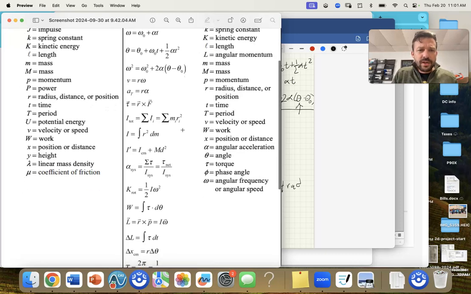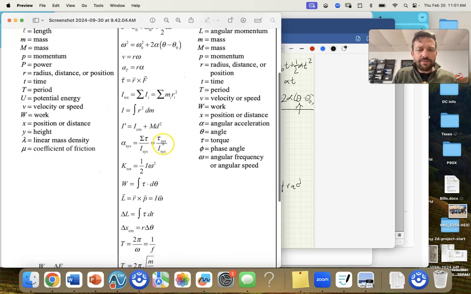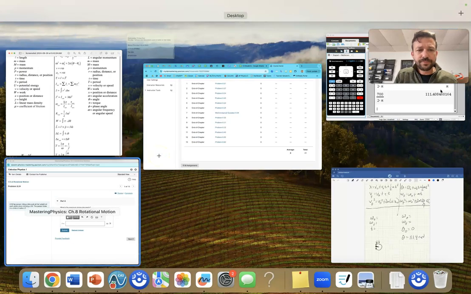I thought there was another torque formula here. This is not the one you're using, but remember torque can also be written as moment of inertia times alpha, which is angular acceleration. Okay. Next one.